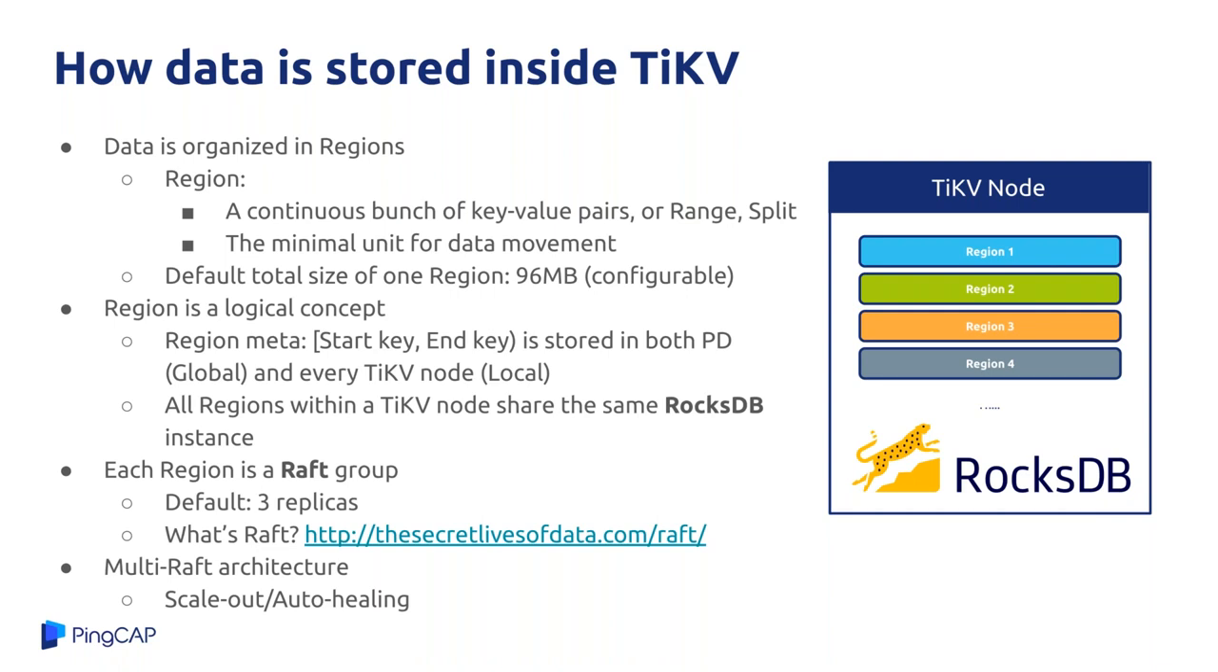Inside TiKV, the key value pairs are ordered in alphabetical order. So it means TiKV is a globally ordered map, and the key space is split into countless ordered regions across different TiKV nodes. Every region has, by default, three replicas, and the data is replicated by the Raft protocol. So that's why we call ourselves a multi-Raft architecture.